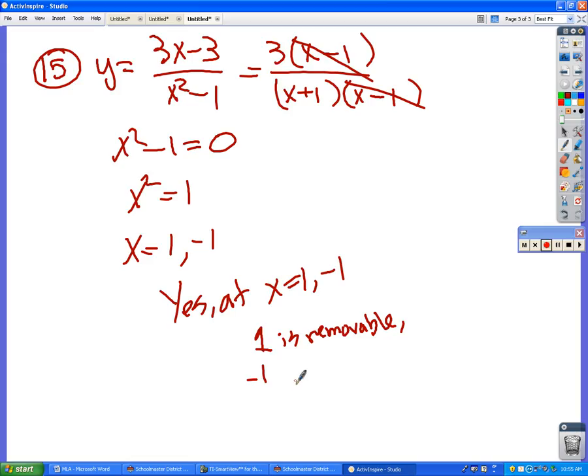What about negative 1? Is it removable? No, because inside the parentheses is always opposite. Negative 1 is non-removable. Because x plus 1 is 2, but 1 minus 1 is 0. Right. So this answer is actually the x equals 1 answer, not the x equals negative 1 answer, because of what Mackenzie just said.